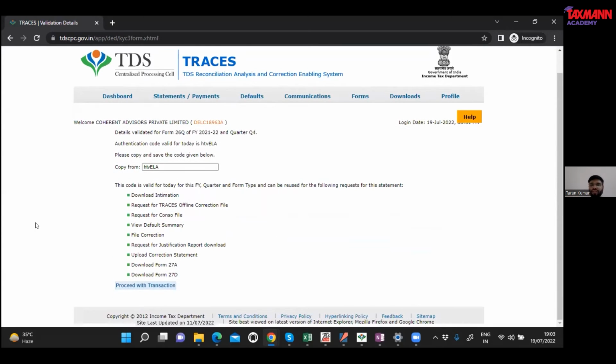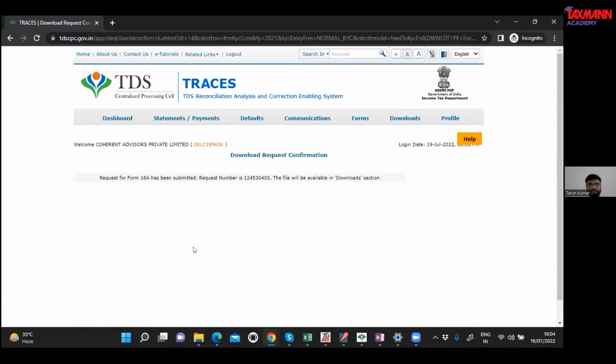So it has taken me to the next page. So I can copy this code. I'll proceed with the transaction and my request is submitted. So this status message will be displayed that your request has been submitted. These certificates are not available immediately. Sometimes they take 15-20 minutes to half an hour, or sometimes 4 to 5 to 6 hours to get downloaded. So we have completed the first step, which was submitting the request, right? So request for form 16A has been submitted. Your request number is this. The file will be available in the download section.